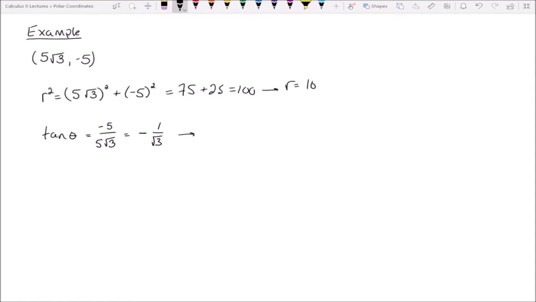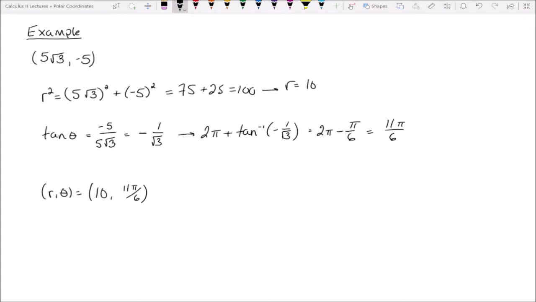Now we look at this and we go, okay, this is fourth quadrant. So to get a proper angle, we have to go 2 pi plus inverse tangent of negative 1 over root 3. Inverse tangent of negative 1 over root 3 is negative pi over 6. And so we get theta to be 11 pi over 6. So our polar point would be 10, and then 11 pi over 6.